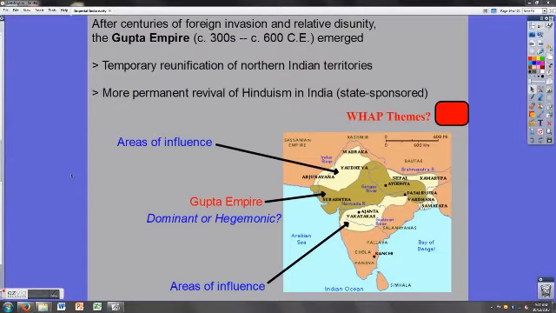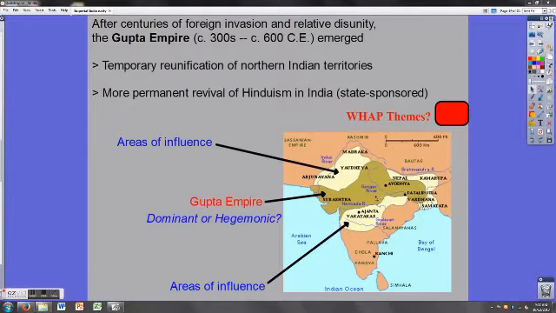Alright, so let's talk about the Gupta Empire. Where did they come from? Well, their story is kind of like the story of the Mauryan Empire. Remember, the Mauryan Empire formed when one state called Magadha over here in the east wound up exercising its power and influence and dominance over a bunch of other smaller independent states and eventually formed an empire.